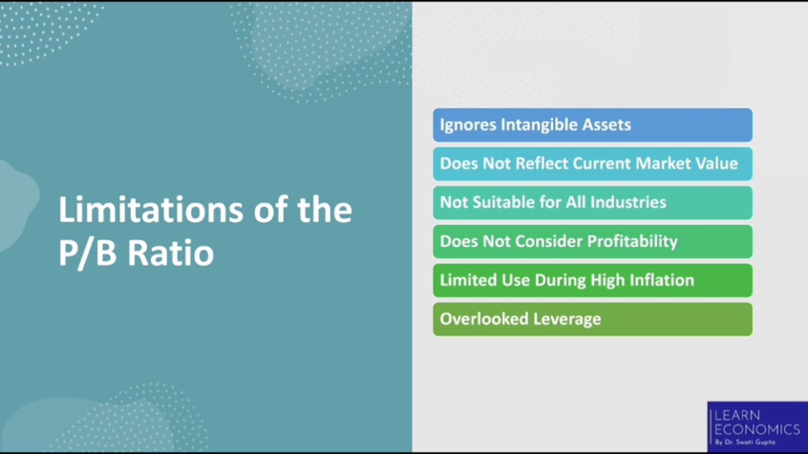Concluding, we can say that the PV ratio is a simple tool to check if a stock is trading above or below its net worth. It is most useful for asset heavy industries, but it should be combined with other ratios like the PE ratio and debt to equity ratio for a complete analysis and better results.